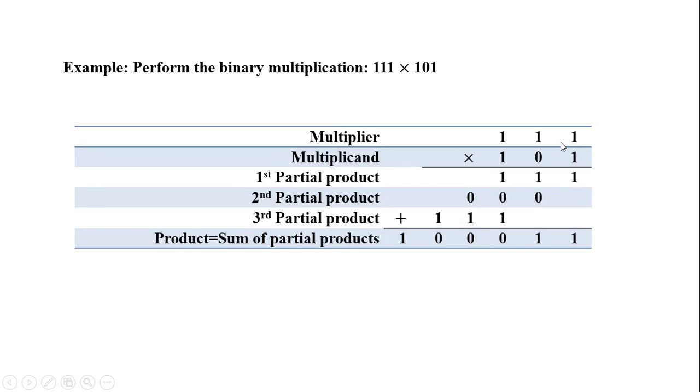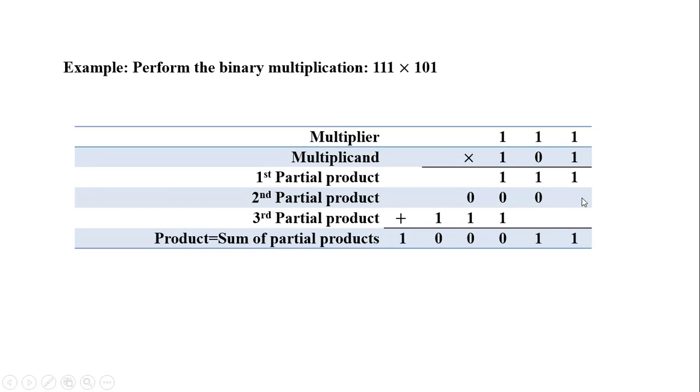Now we multiply by 0, so shift it: 0 0 0, multiplied by 1 is 0, and 0 multiplied by 1 is 0, so all zeros. So we shift this column one position to the left. This is the second partial product, and this is the third partial product, when we multiply this 1 with these 3 ones, 1 1 1. So now add these partial products.